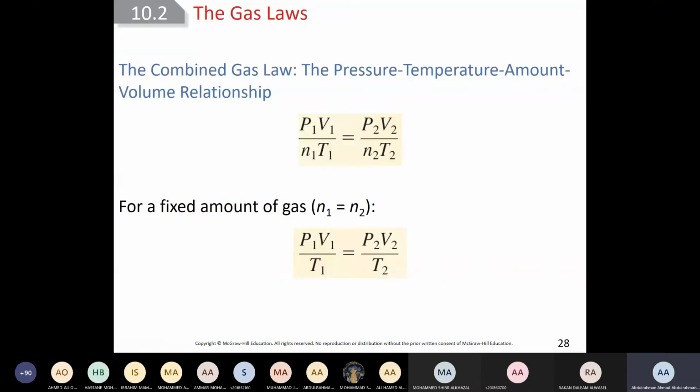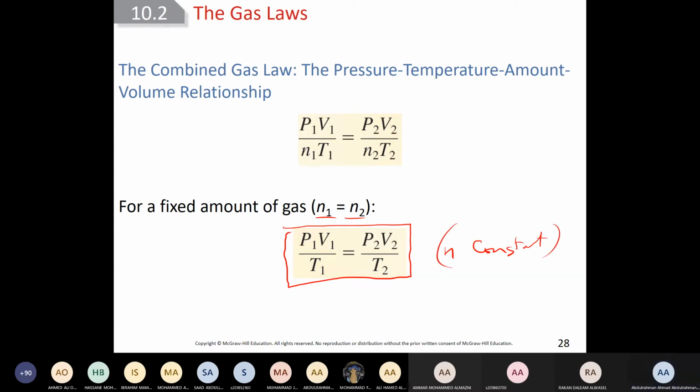Good, very good. All right, now we can have the combined gas law if we have constant N only. If we have constant N only, then we can apply this law. You don't have to memorize the ideal gas law, it's actually PV equals nRT. You should memorize P1V1 over T1 equals P2V2 over T2. Here you change the pressure, volume, and temperature, but you keep N constant.